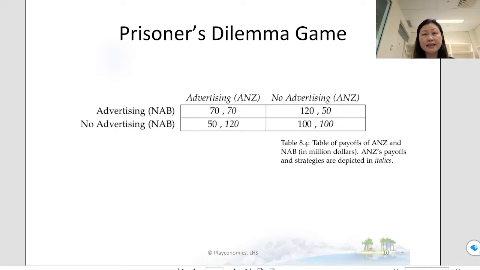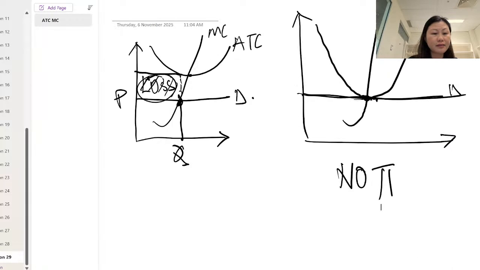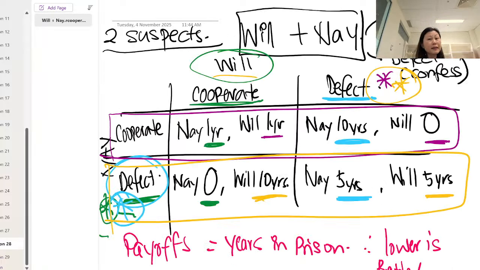So I started talking about the prisoner's dilemma game by showing you this concept where you have two suspects, and came up with the names Will and Nay. And these two suspects were taken into two different rooms by the police and interrogated.